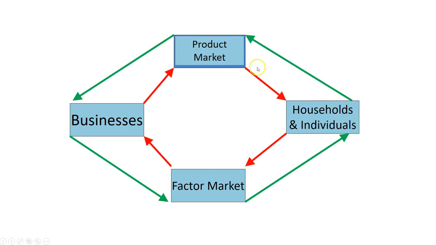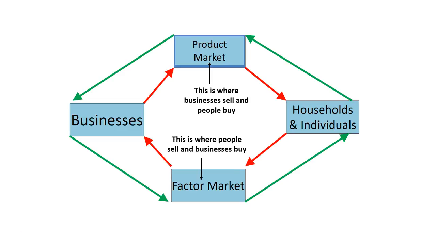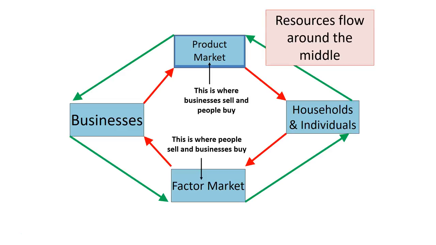They will interact through the product market and the factor market. Okay? So the product market is where businesses sell things and people buy things. In the factor market, this is where people sell things and businesses buy them. So you see you've got 2 sets of arrows here.